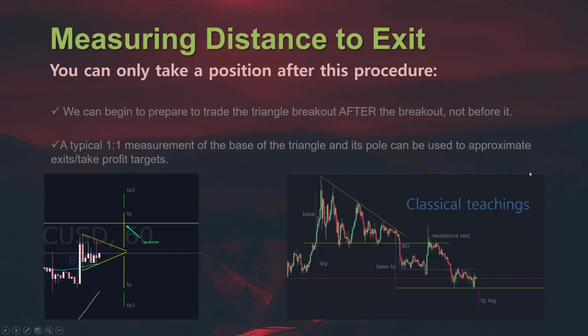In the classical textbooks, teachings, and YouTube channels that are all standardized, they will tell you very simple things, such as you have your leg, or the pole, as I refer to it. You have your base, the top of this candle and the bottom of this candle, initiating the first point of the triangle to come. The classical teachings, the gurus, will tell you the breakout happens below, and this is how you measure everything. This is a very neat, nice, and professional looking chart.